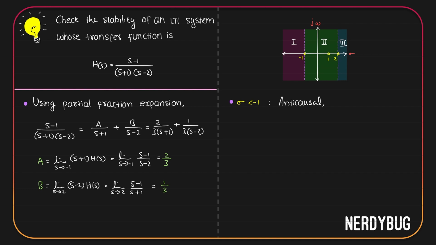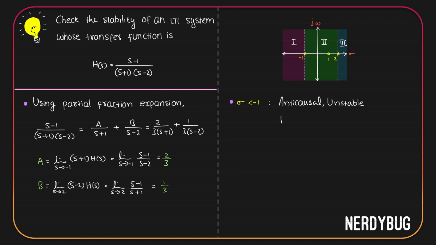Now let's check the stability. The condition for stability is that the ROC should contain sigma equal to 0 or consequently the j omega axis. Obviously, if sigma is less than minus 1, sigma equal to 0 is not included, j omega axis is not included. So this system will be unstable.